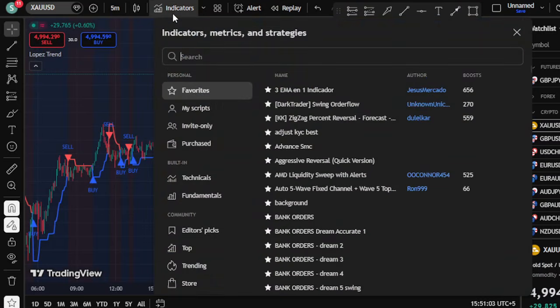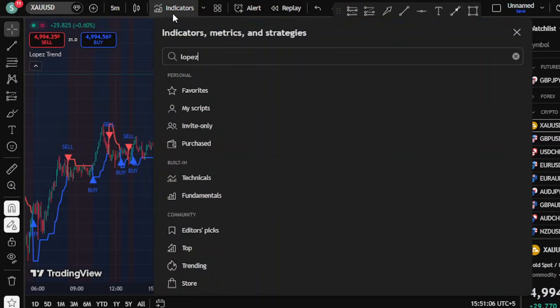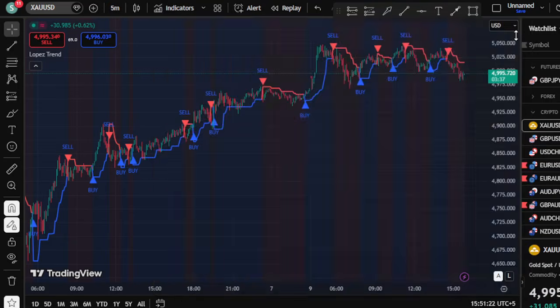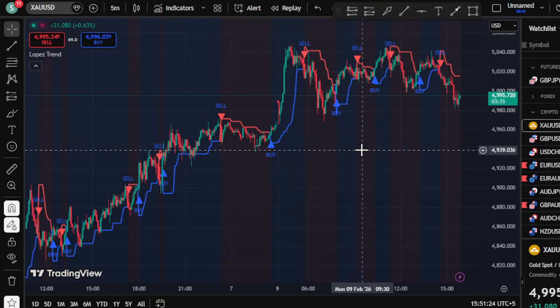For this, you need to go on TradingView and write Lopez. Okay, so Lopez. When you write Lopez, this indicator will come. That is called Turbo Lopez trend indicator by some ultra billy, and you can see it has only 90 likes so far. So how can you utilize it?